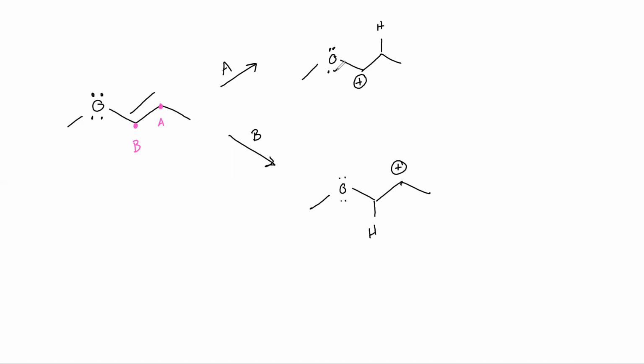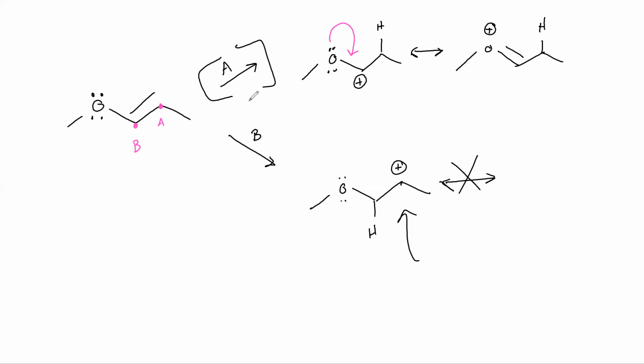So if we look at product A, we can see that we have a free pair of electrons on this oxygen. It can create a double bond there and thus create this sort of resonance structure, with the positive charge being moved to the oxygen. Here, that positive charge is too far away from the oxygen, so we cannot do that resonance structure. As a result, using carbon A to add the hydrogen onto will create the more stable carbocation and thus be the path that we prefer when we do this addition reaction.